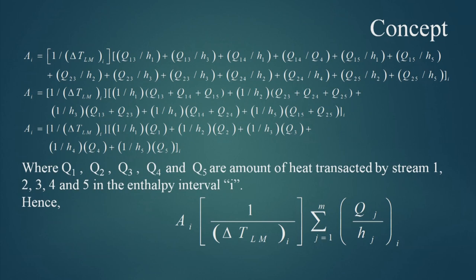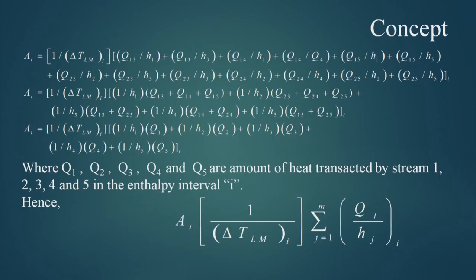Now, if I take delta T LM I common, 1 by delta T LM I will be equal to Q13 by H1 plus Q13 by H3 plus Q14 by H1 plus Q14 by H4, and similarly I can express the rest. Then finally, by solving these equations, I can find that the total heat transfer area of the ith interval will be given by 1 by delta T LM I times summation j equals 1 to m of q_j by h_j, for the ith interval.